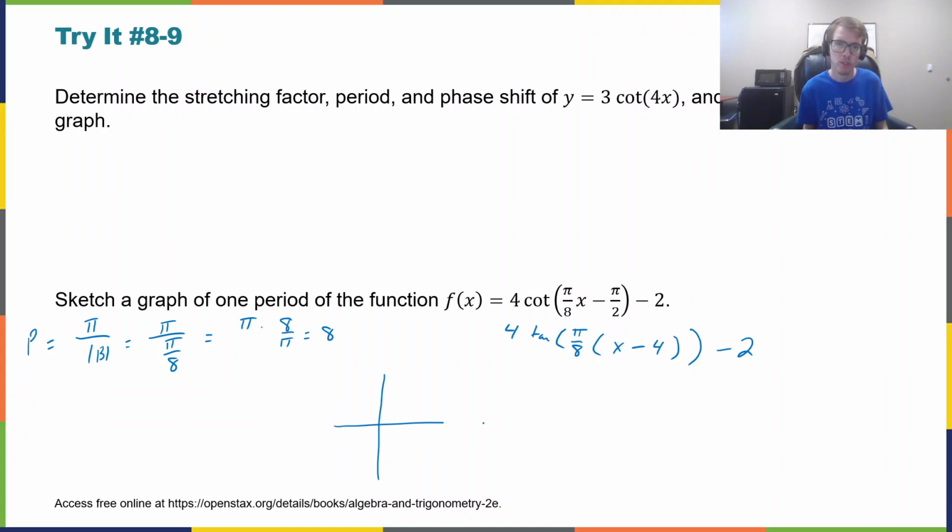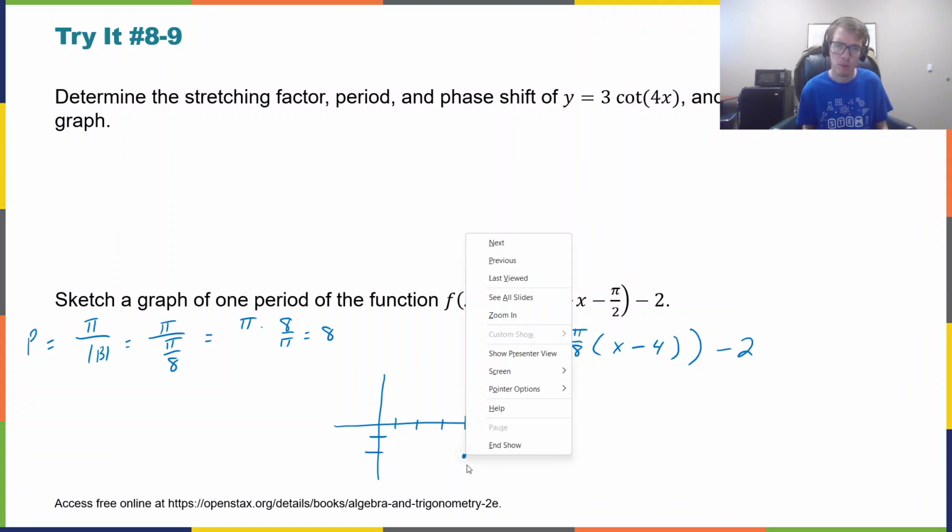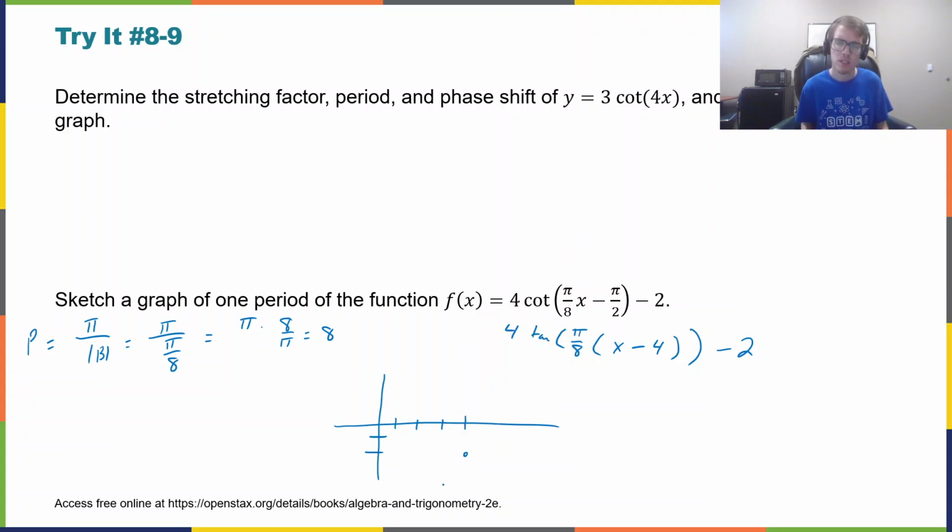We know we're shifted to the right by 4, so I'm going to go ahead and start there. So 1, 2, 3, 4, and down 2. So 4, negative 2 should be our central point there. Now our period is 8, which means that we go 4 in either direction from that point, and those are our asymptotes. 1, 2, 3, 4. And then halfway between those we have our other key point.